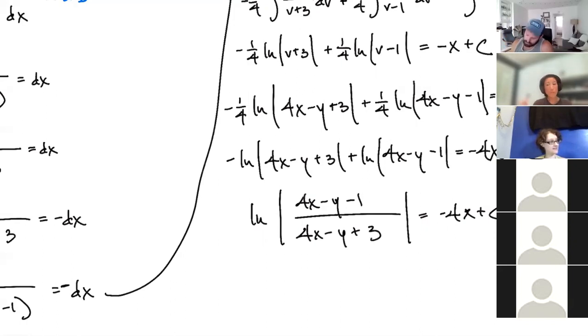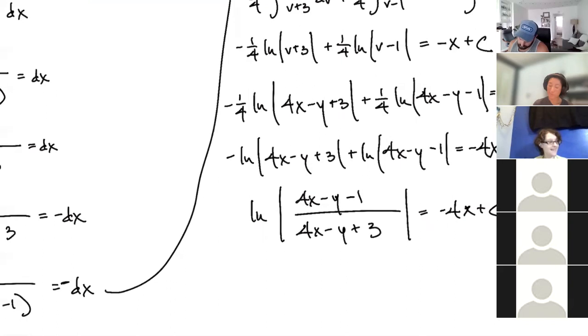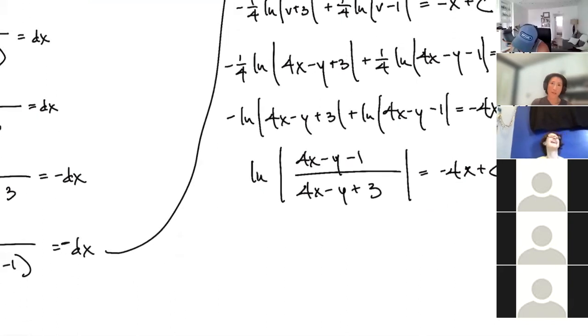Okay. People might leave it at this step. That would also be acceptable. Maybe looks a little bit cleaner, but it doesn't have to be. Okay. What's one thing that people might now be tempted to do now that they've gotten the natural log as a single natural log?